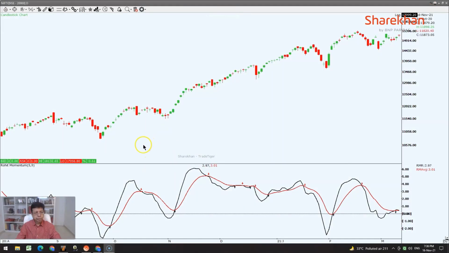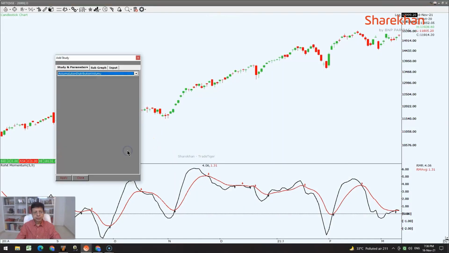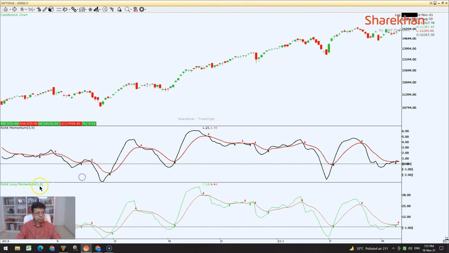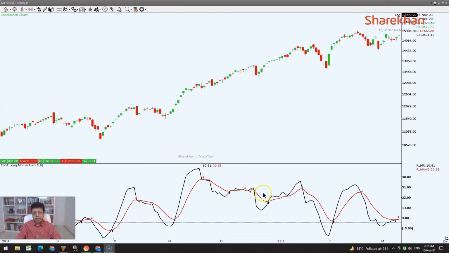I have later made two improvements to this base indicator for bullish and bearish traders. The purpose is to get faster signals on each side. So if you plot what is called the Rohit long momentum, you end up looking at an indicator that looks very similar to the previous one.